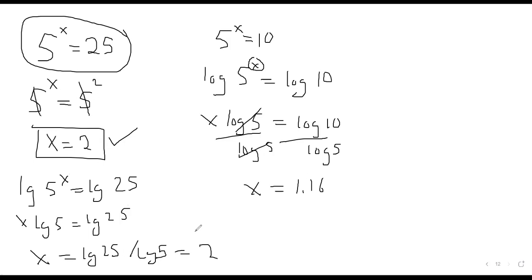1.55. Log 25 divided by log 5. Log. Don't forget the log. Yes, 1.55. That's the power 2. It's supposed to be exactly 2. I hope you're not forgetting. Punch it again.